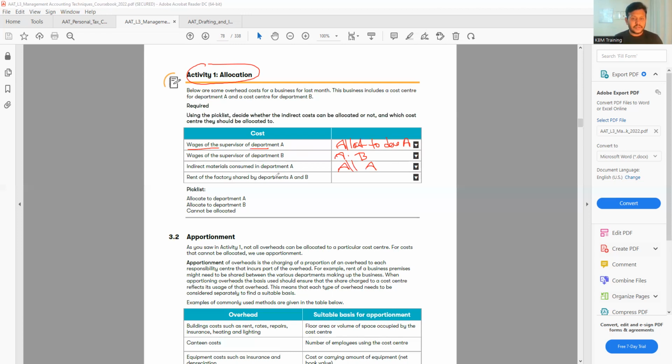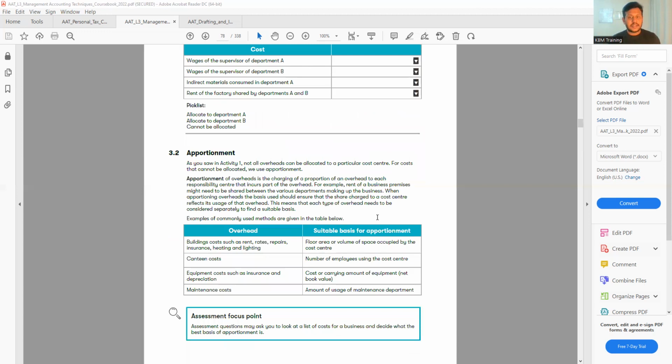Rent of the factory is shared by department A and B. This one cannot be allocated, because both of them share the building, so no one will be willing to pay the rent for the whole factory. This one cannot be allocated. This one you have to do apportionment. Apportionment means split it. Happy with that? Any question from this one? Anyone?